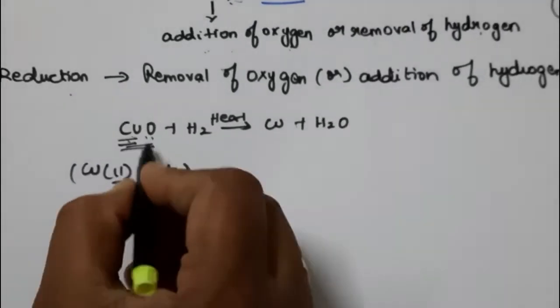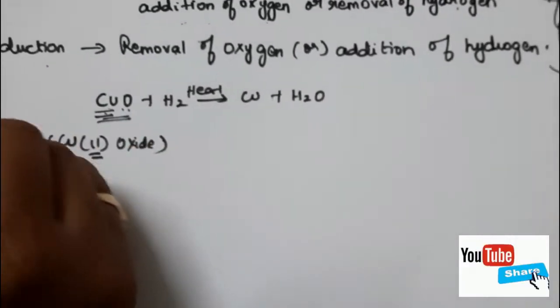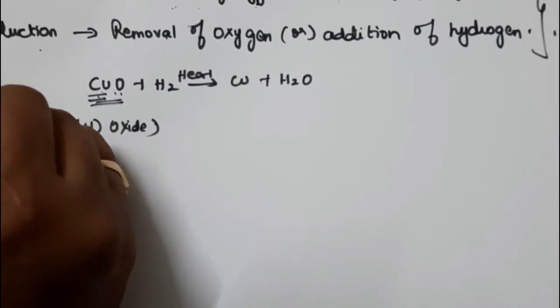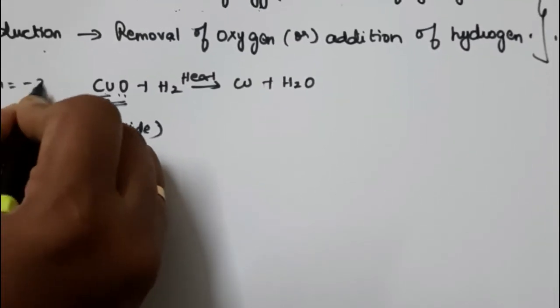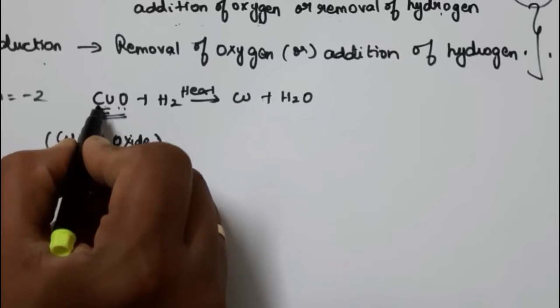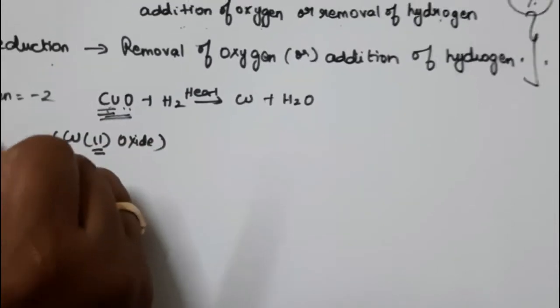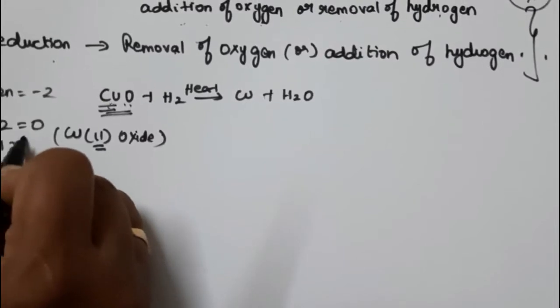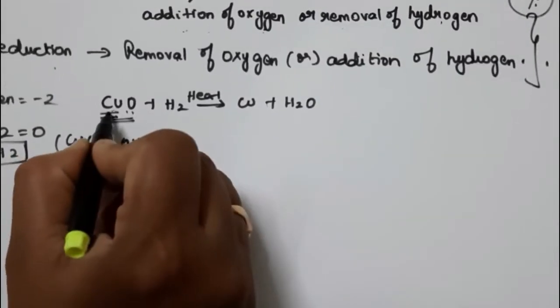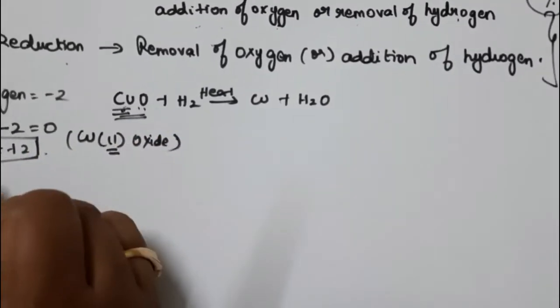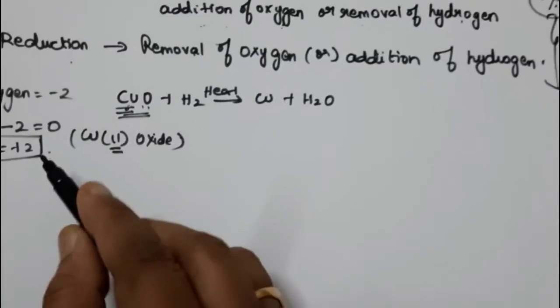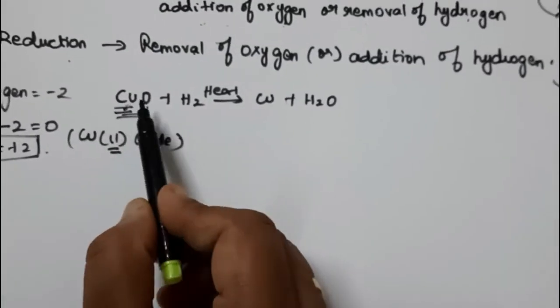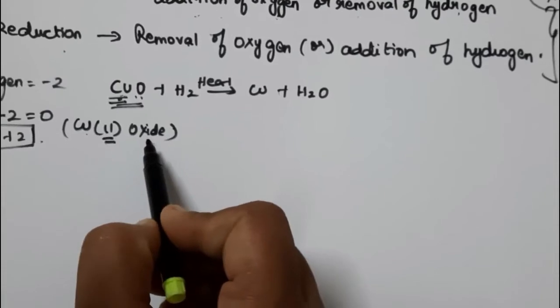If you see, the oxidation number of oxygen is -2. So, let me consider the copper as X. X minus 2 is equal to 0. X is equal to plus 2. So, the oxidation number of copper is plus 2. That is how I name the compound as copper(II) oxide.